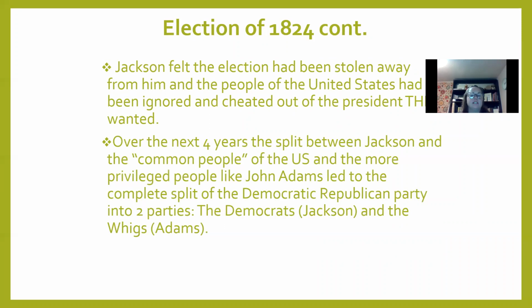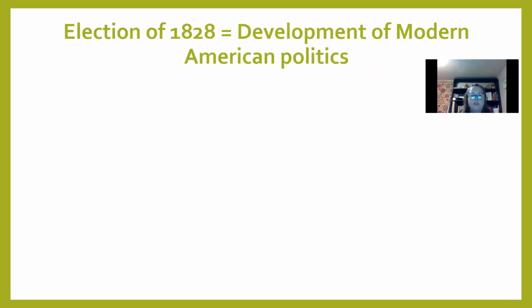Over the next 4 years, the split between Jackson and the common people of the US and the more privileged people like John Adams led to the complete split of the Democratic Republican Party into two parties. We have the Democrats, which is Jackson, and the Whigs, which is Adams. This was greatly due to the expansion of suffrage contributing to his win.